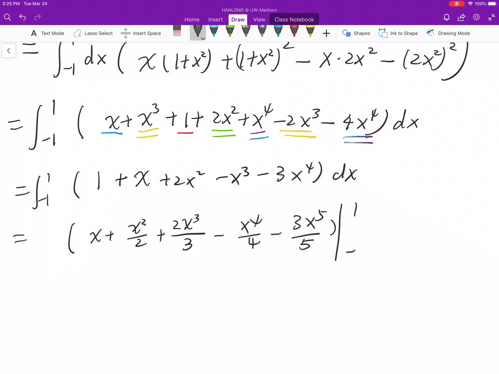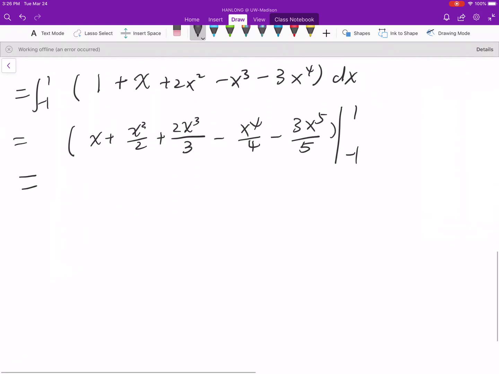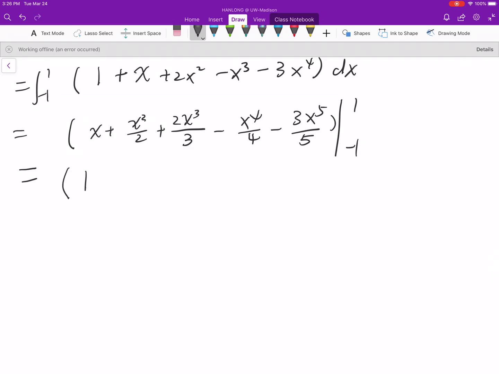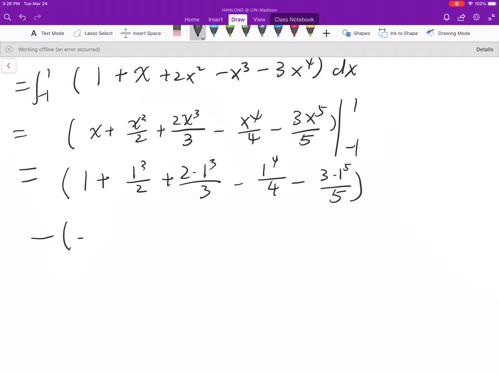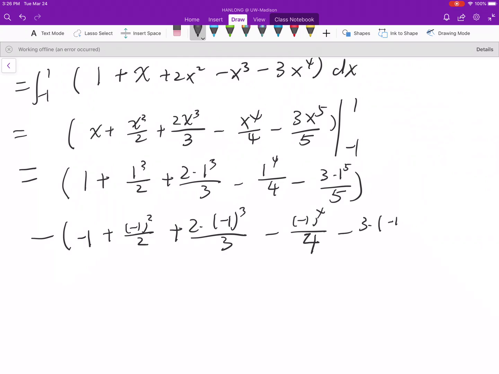And evaluate at 1 and negative 1. And then you have 1 plus 1 squared over 2 plus 2 times 1 cubed over 3 minus 1 to the fourth over 4 minus 3 times 1 to the fifth over 5, minus negative 1 plus negative 1 squared over 2 plus 2 times negative 1 cubed over 3 minus negative 1 to the fourth over 4 minus 3 times negative 1 to the fifth over 5.